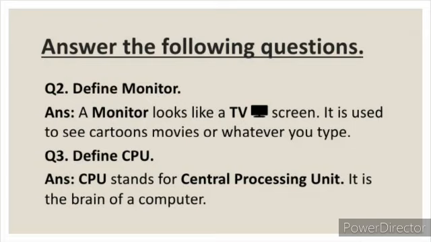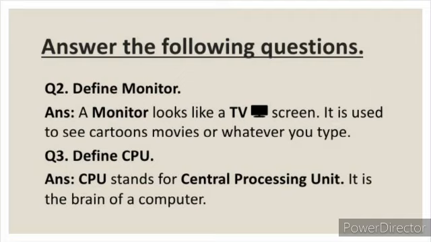Question number 2 is define monitor. And the answer is a monitor looks like a TV screen. It is used to see cartoons, movies, or whatever you type.